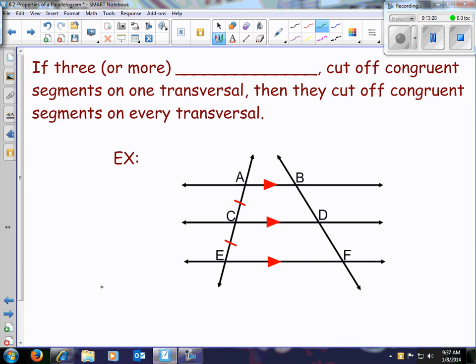Now, here's the next thing. If 3 or more blank cut off congruent segments on one transversal, then they cut off congruent segments on every transversal. What this should say is if 3 or more parallel lines cut off congruent segments on one transversal, then they cut off congruent segments on every transversal, meaning that AC is congruent to CE and BD should be congruent to DF.